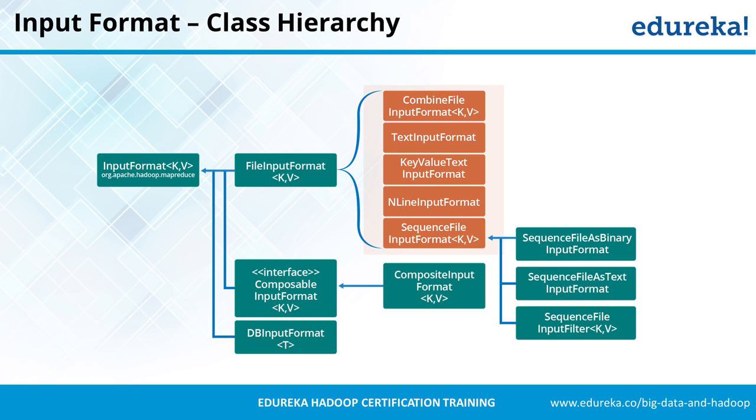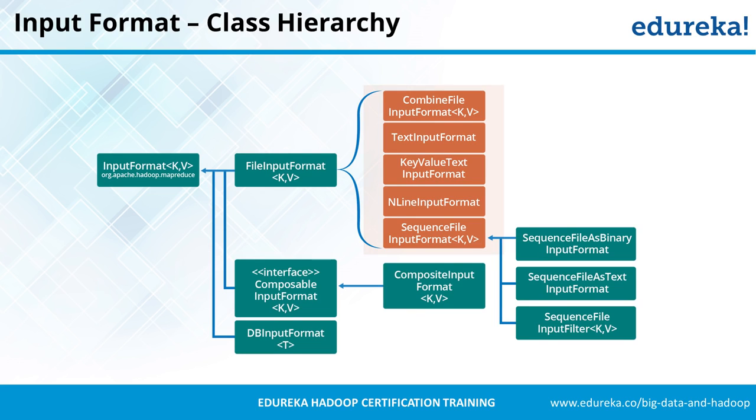First, we'll go through the input format. We have an input format which is a superclass present in the package org.apache.hadoop.mapreduce. We have 3 different types of input formats within input format: file input format, composable input format, and finally DB input format. File input format is the most commonly used input format, which has a list of input formats under it, like combined file input format, text input format, key value text input format, N-line input format, and sequence file input format.